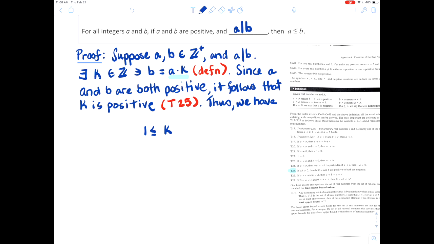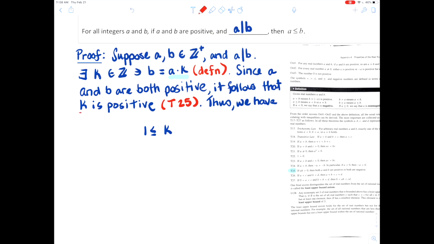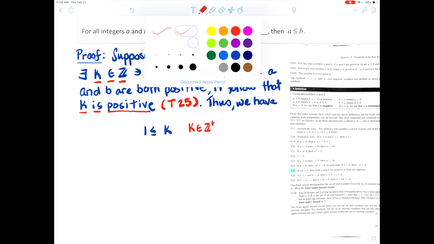Well, what did we decide about K? We decided that K was positive, didn't we? Right? K is positive. And K is what else? K belongs to the integers, right? So that is why we can say that, because 1 is the smallest positive integer, right? So we can say that's because K belongs to the positive integers. Cool so far? All right.